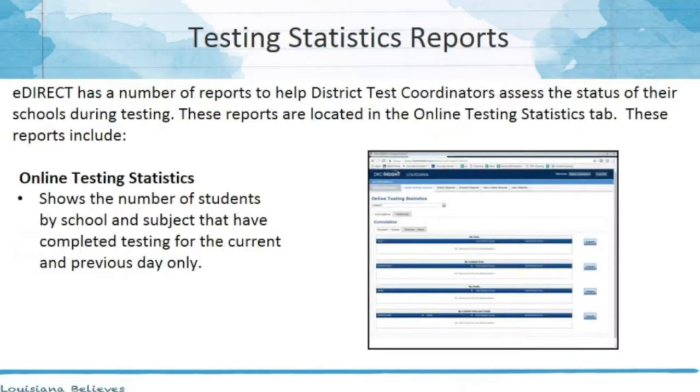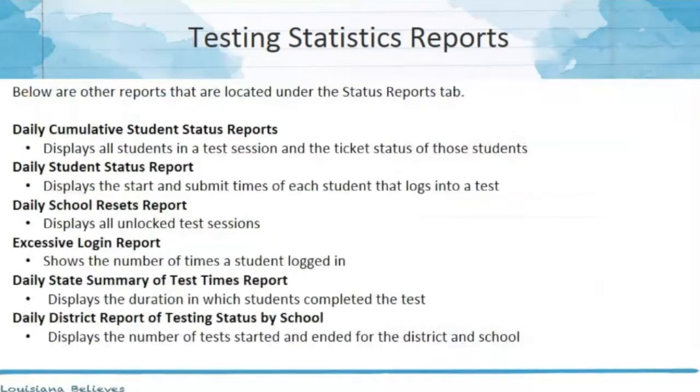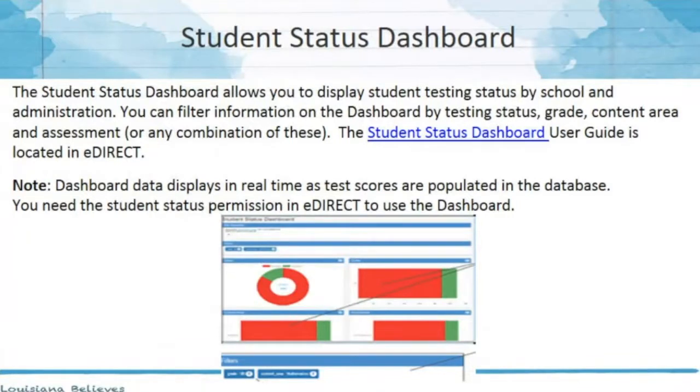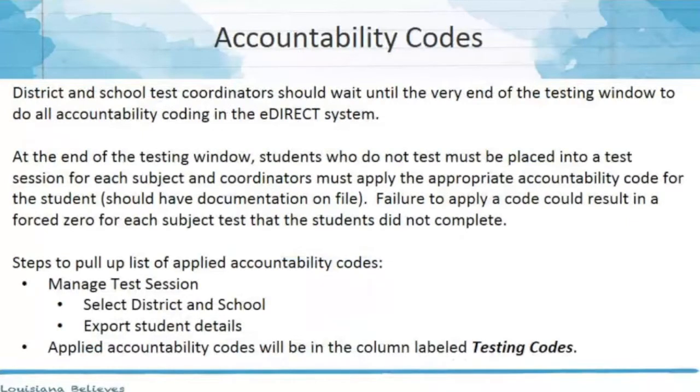These next slides should look familiar as well. These are all the testing statistic reports that you can use during Leap Connect. It's going to give you different status reports, excessive logins, your daily cumulative student status, all of those things that you would normally get for any other assessment, along with the student status dashboard where you can see what's going on everywhere in all of your schools, who's done, who's testing, all of that.